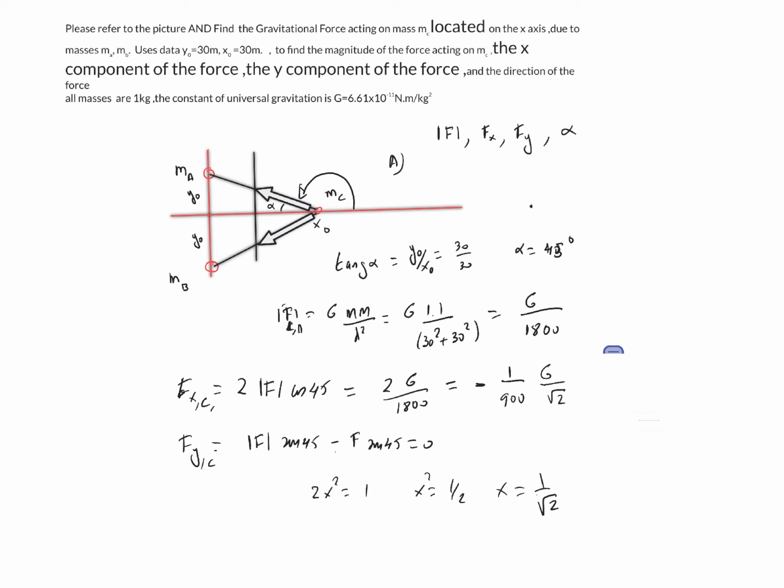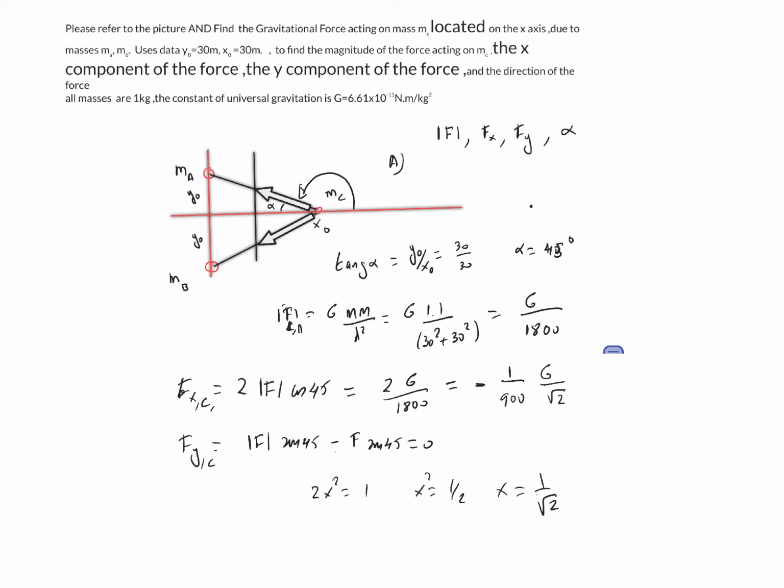It gives you also numbers. I don't know if I have changed the numbers here. It gives you x0 30, y0 30. So x0 30, y0 30 will mean that this angle is 45, because tangent of alpha is y0 divided by x0. So the angle alpha will be 45 degrees.